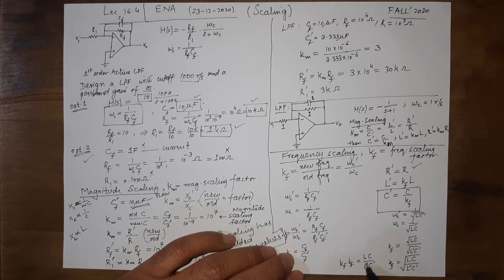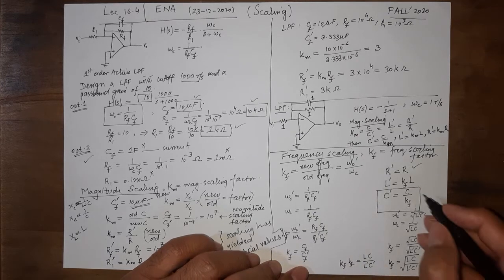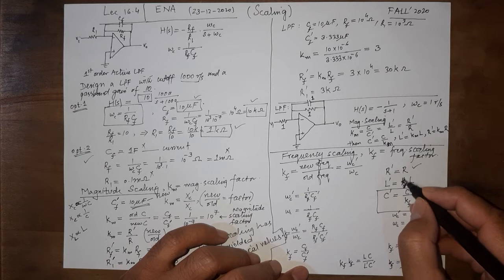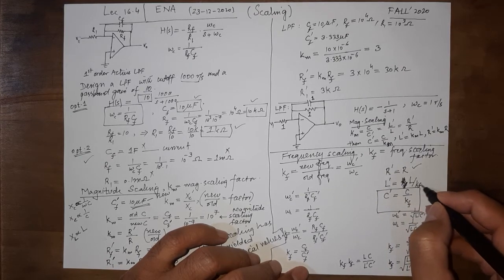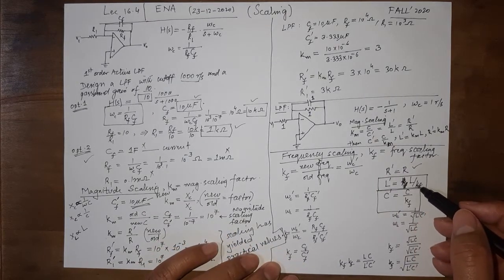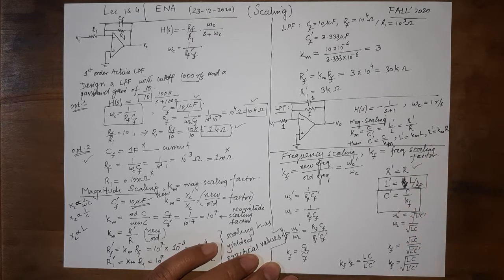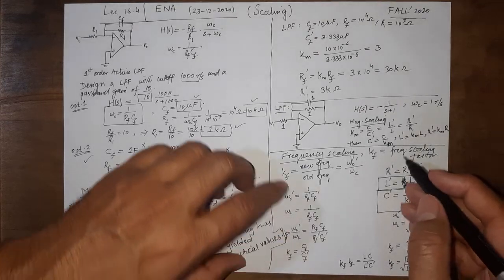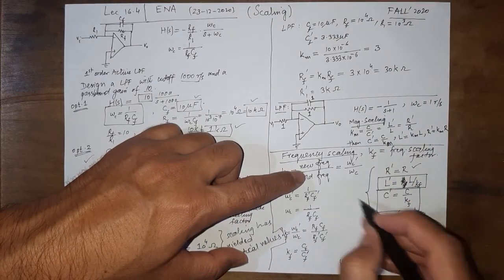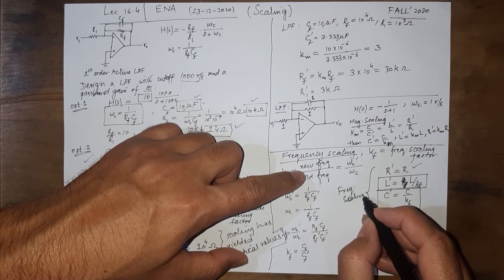So what is C over C dash equal to? KF. So what is L over L dash equal to? That is also equal to KF. That tells me I have made a mistake here. That's very good that I tackled this one. So here, when we are in the frequency domain, both the L and C are divided by KF. That's very important. R is not affected. So basically, when we are dealing with frequency scaling, the formulas to be remembered are these ones.